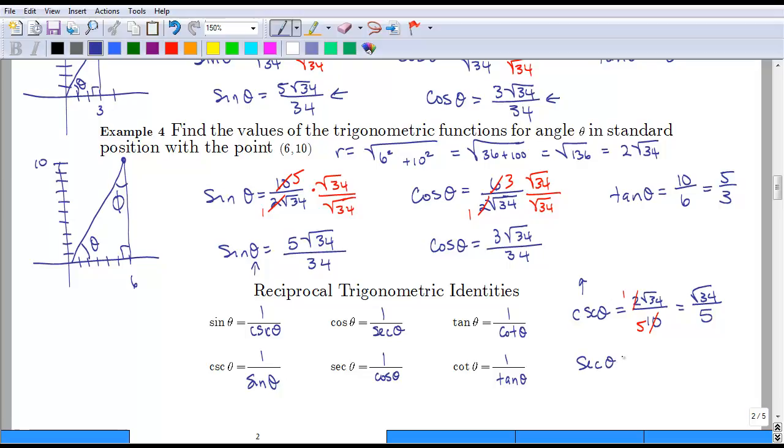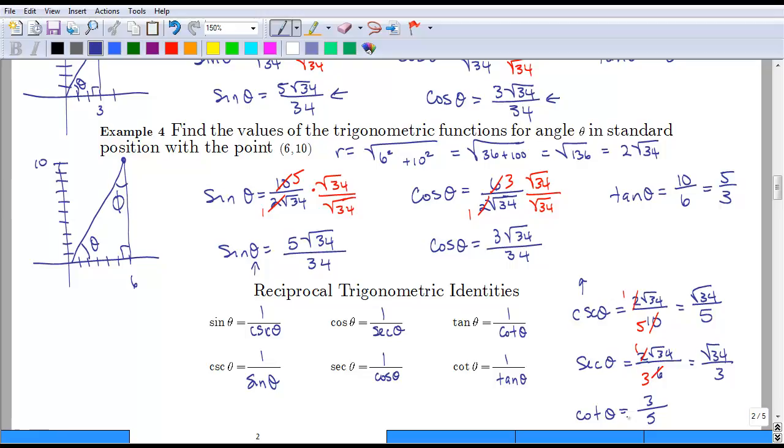For secant of theta, again, we look at the original one that we had written down for cosine, which was 2 root 34 over 6. Again, we simplify that, we get 1/3, and this becomes the square root of 34 over 3. And finally, cotangent of theta, if we flip tangent over, we can use either one of those. 3/5 is what we end up with for cotangent on that problem.